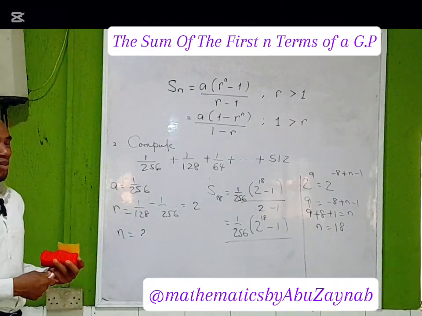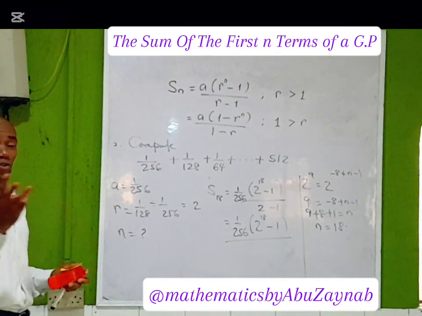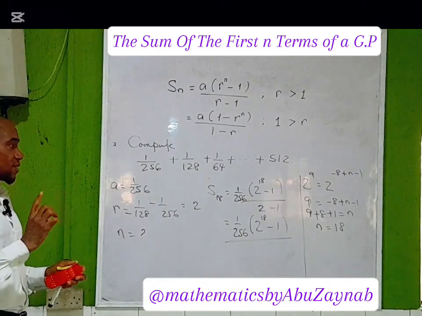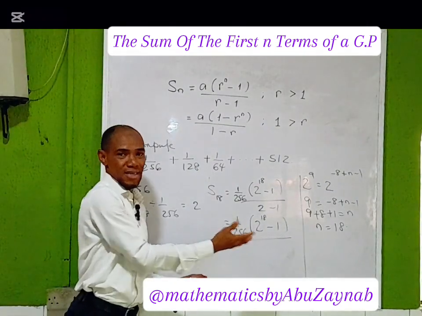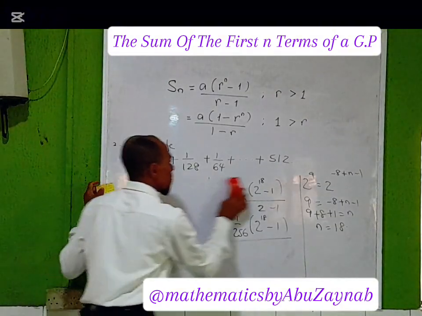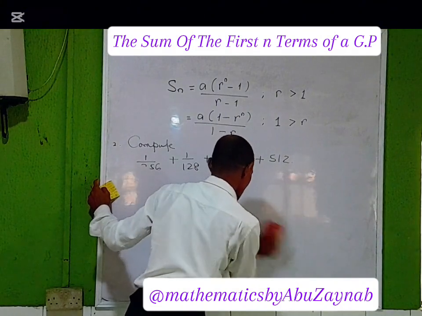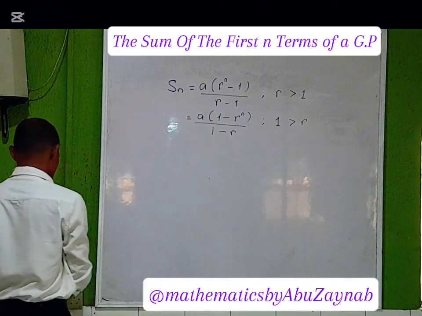And with that, we come to the end of question 2 as well, which is a bit different from question 1. In question 1, the number of terms n is given directly. But in question 2, we need to first seek out what n is before we go on. So we move on to question 3.